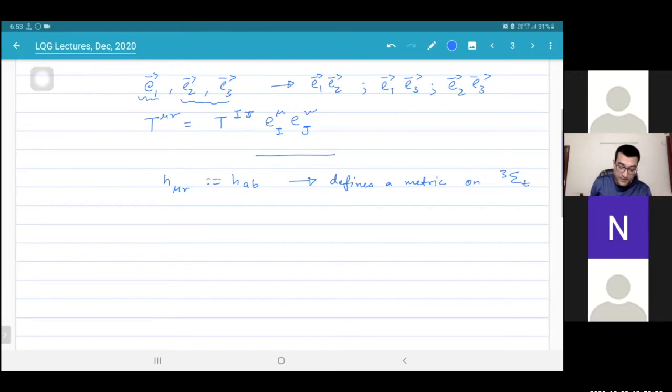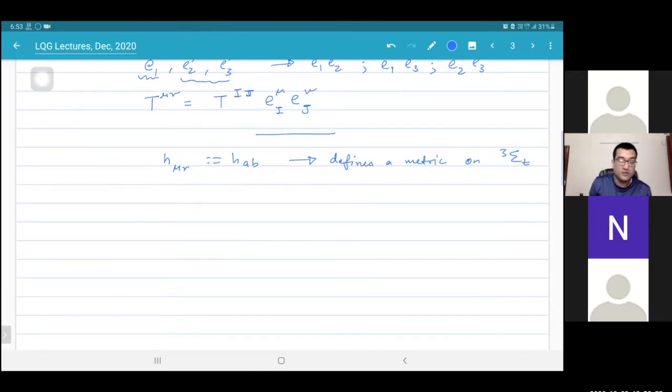So this H defines a metric on this spatial manifold. Now what we want to do is define all the geometrical quantities on our spatial manifold. So we have a metric. We also need a derivative operator on the spatial manifold. So the question is, how should we construct a derivative operator on the spatial manifold?